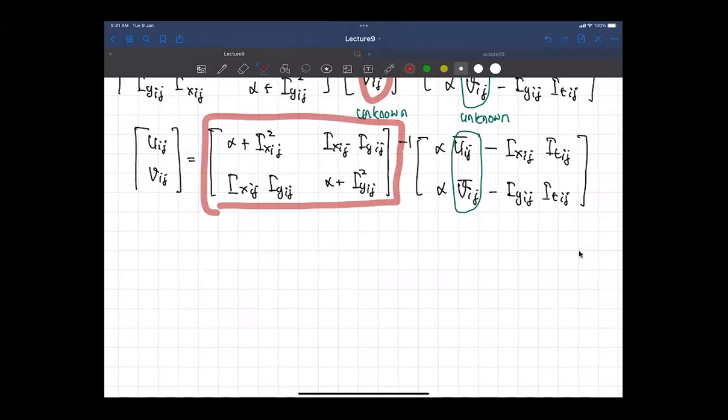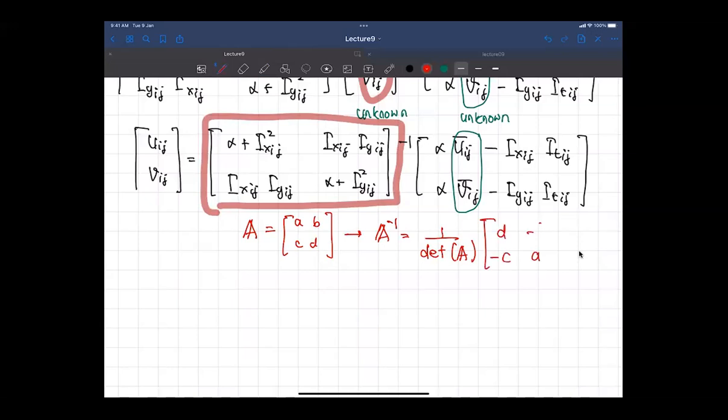And the inversion is, you know that you have A inverse. So if A equals [a, b; c, d], for example, then A inverse equals 1 over the determinant of A multiplied by [d, -b; -c, a]. Right? So that's the definition of the inverse for a two by two matrix.